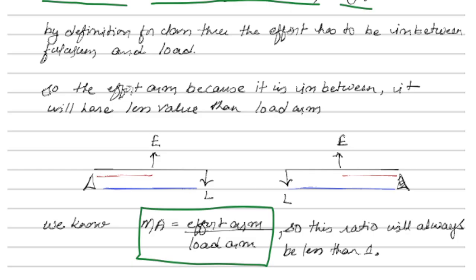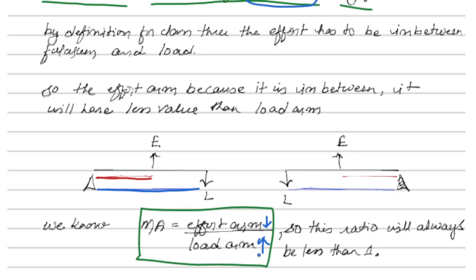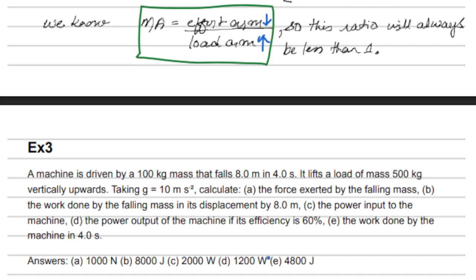If you see, the length of the effort arm will be this much, and the load arm will always be bigger than the effort arm. So this value goes high and this value is small. So obviously you will get a fraction. The answer will always be less than 1. That's why we say for a class 3 lever, the MA is always less than 1. Let's go next.